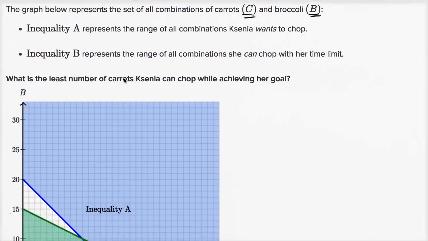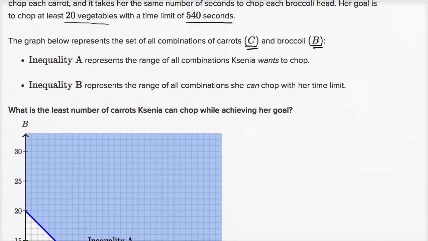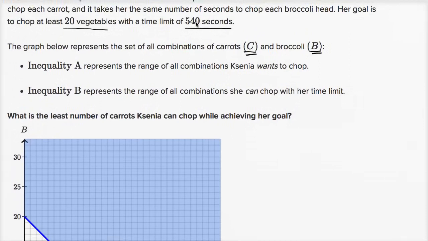And then it says inequality B represents the range of all combinations she can chop with her time limit. So inequality B, this is all of the combinations where she is within her time limit, where she's not spending any more than 540 seconds. What is the least number of carrots Ksenia can chop while achieving her goal?